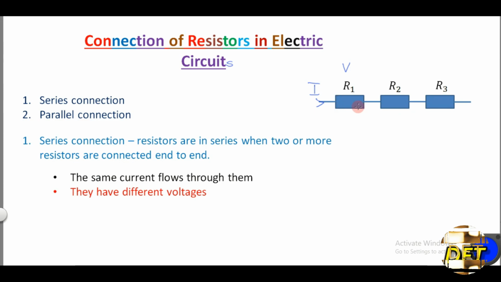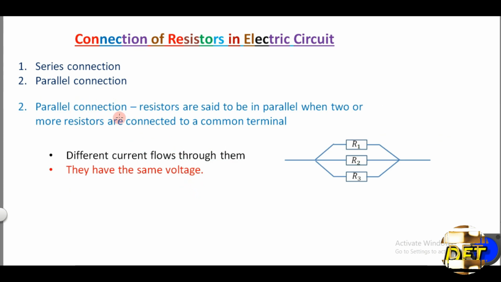To calculate the total resistance here, your total resistance RT will be equal to R1 plus R2 plus R3. In a series connection, what you do is add all the resistances together, and that will give you your total resistance. Also, it's very important that you know that the same current flows through them, but they have different voltages. The next form of connection is the parallel connection.